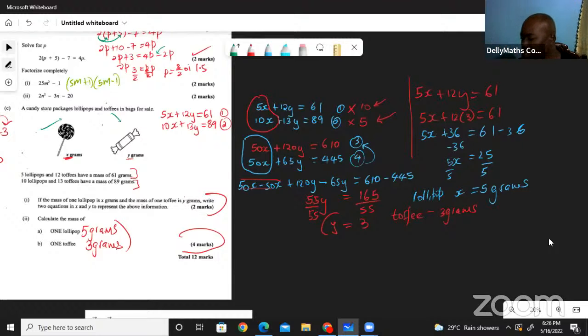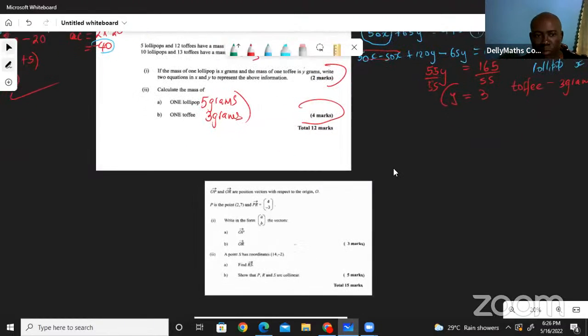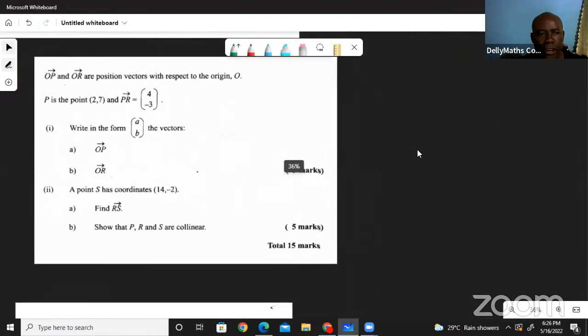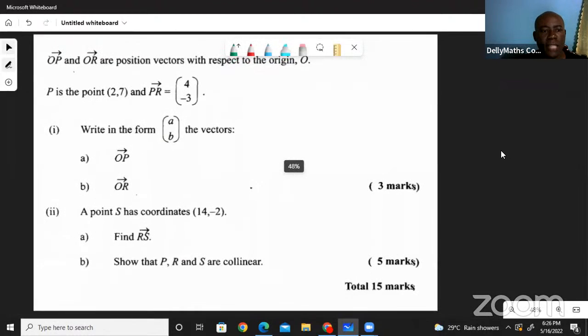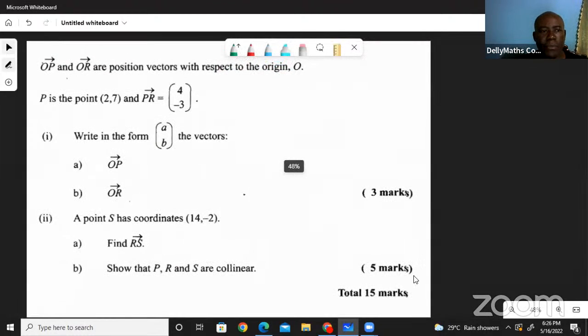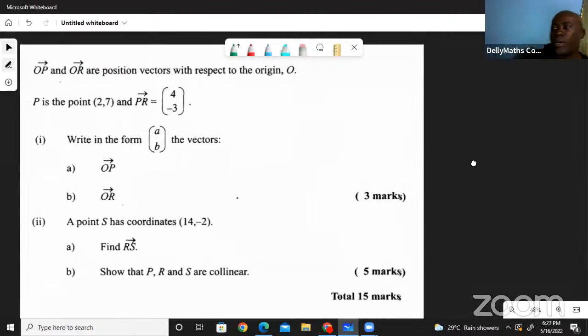All right, let's continue. Let's go. All right. So now for this other one here, what are we having here? All right, so we are having a vector. One of those nice vector questions, I believe. So we have a vector question this time coming up. You could look at it.